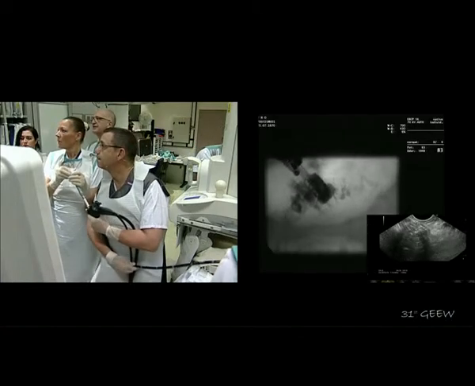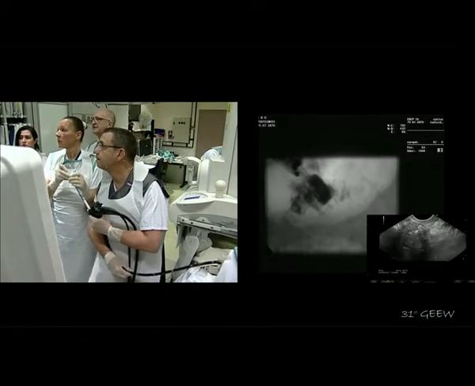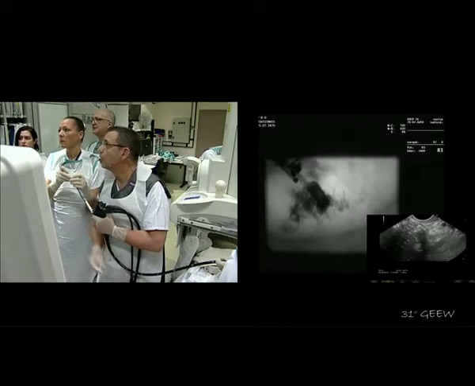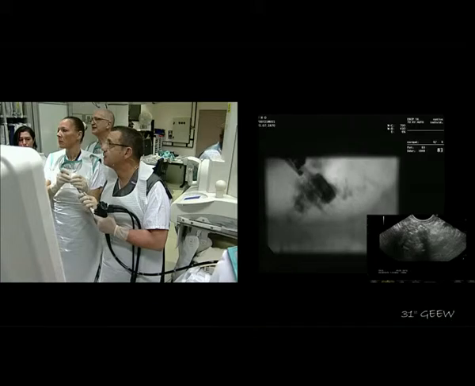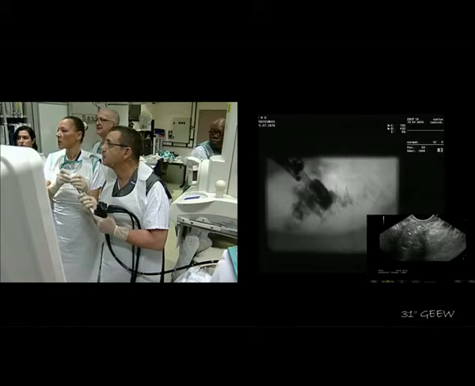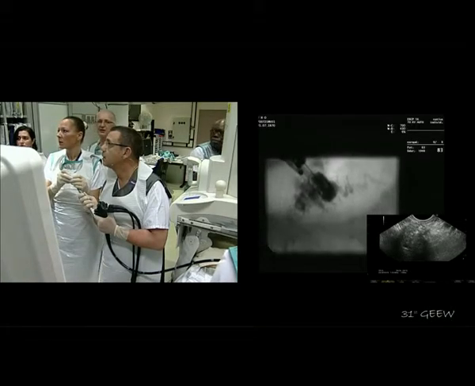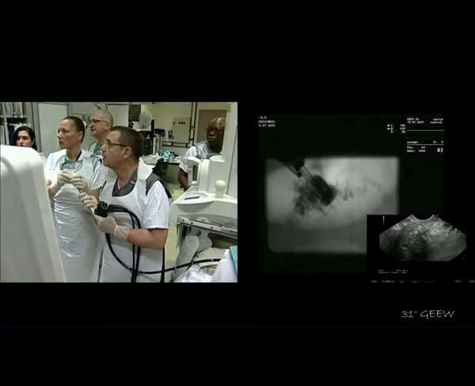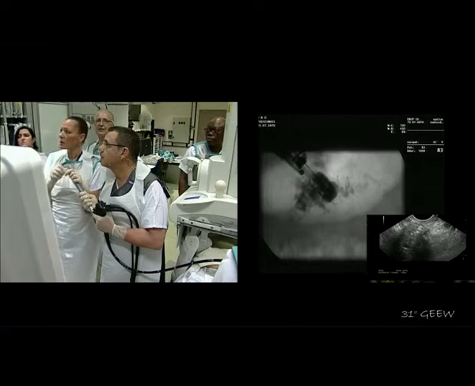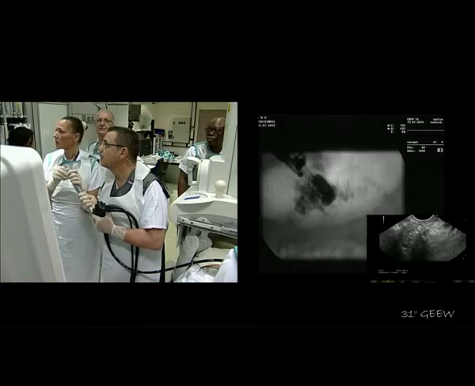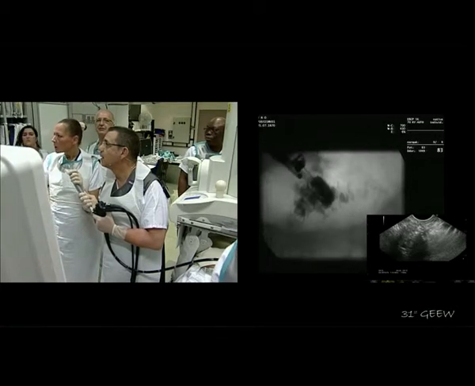There's also a contrast leak into the retroperitoneum, or? Yes. This is probably, but as long as we can place a stent, this is not a problem. Of course, the patient had an antibiotic prophylaxis.